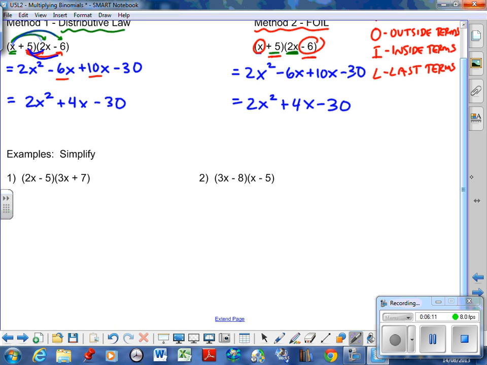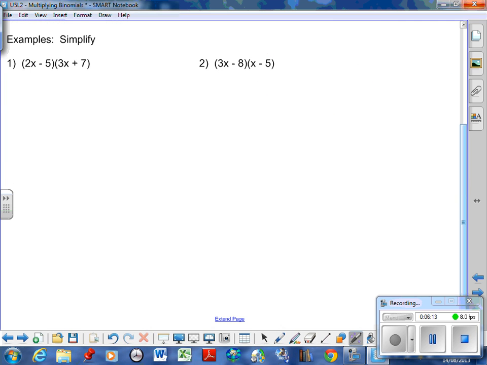So I got a couple of examples to run through, just to make sure we have understanding. So for the first one, it doesn't matter what method. For people who are going to use distributive law, you're going to use that arrow there. For people using FOIL, you're multiplying the first terms. So 2 times 3 is 6. X times x is x squared.